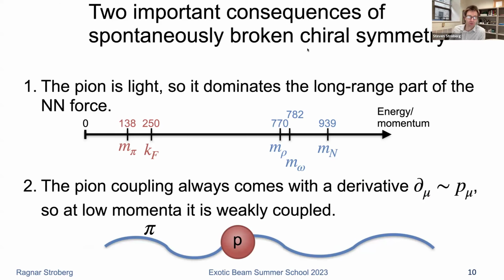And one of those consequences is the pion is basically a Goldstone boson of this spontaneously broken symmetry, which means it is nearly massless. It's not a perfect symmetry, so the pion is just light. It's not exactly massless, but it's light. And so the exchange of a light particle gives you a long range force. So this tells you immediately that the long range part of the nuclear force is dominated by pion exchange.